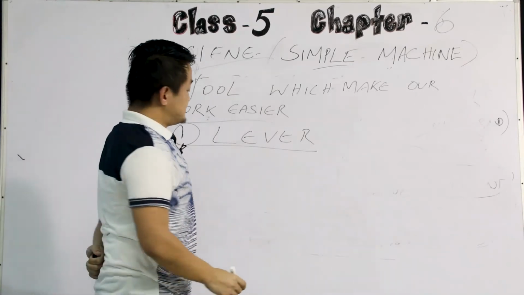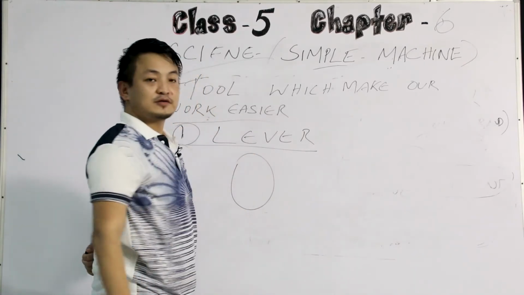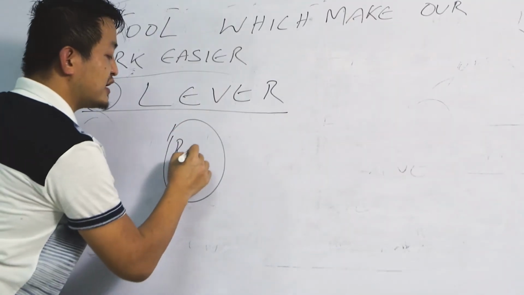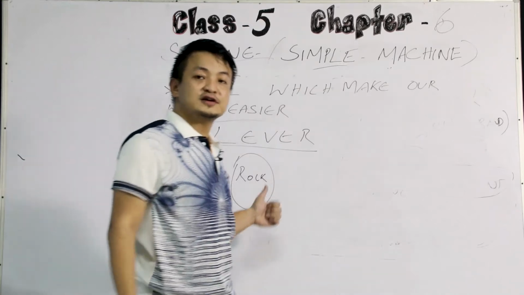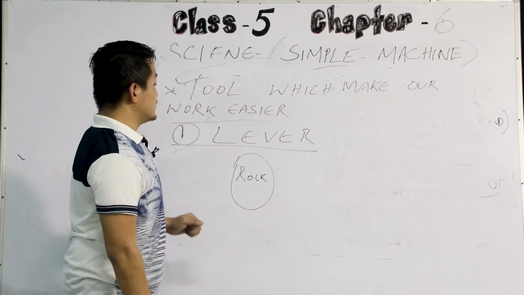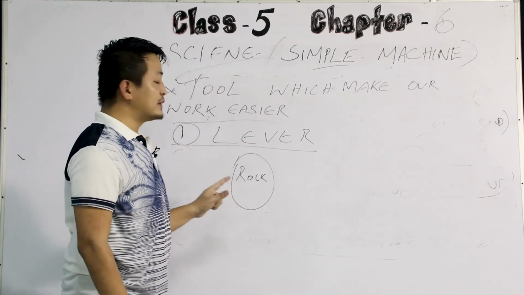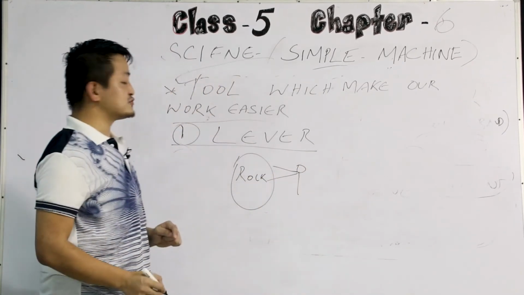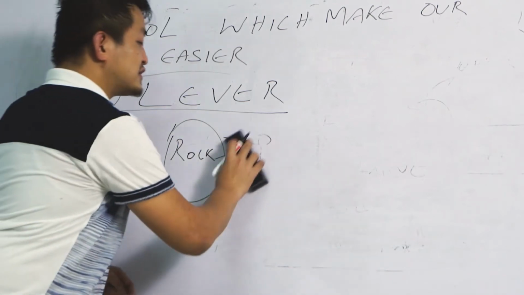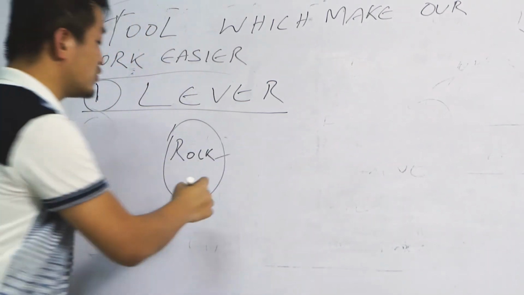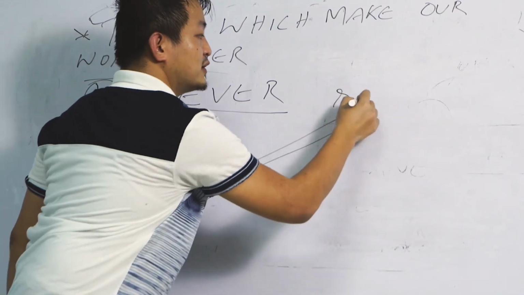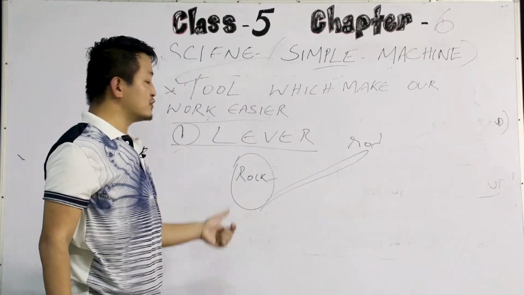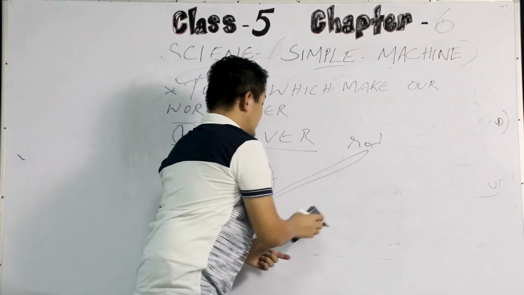Students, we'll start with an example. Let's say this is a huge giant rock, and you are trying to push it. Will you be able to push it? No, right? You will not be able to push this rock. Now you took a big rod and tried to push this rock. Were you able to push the rock? No. Clear?